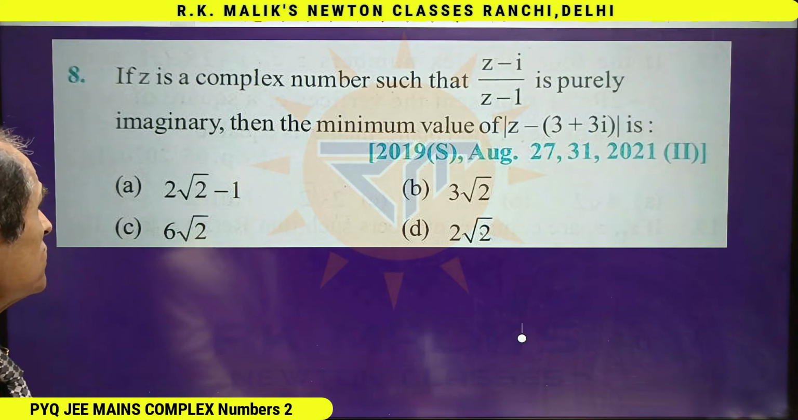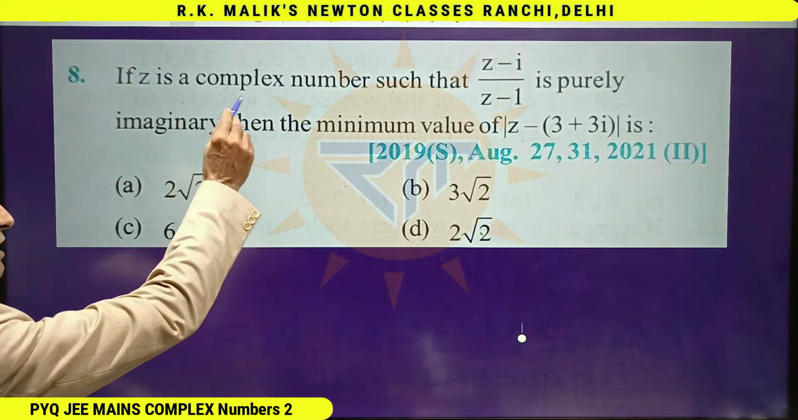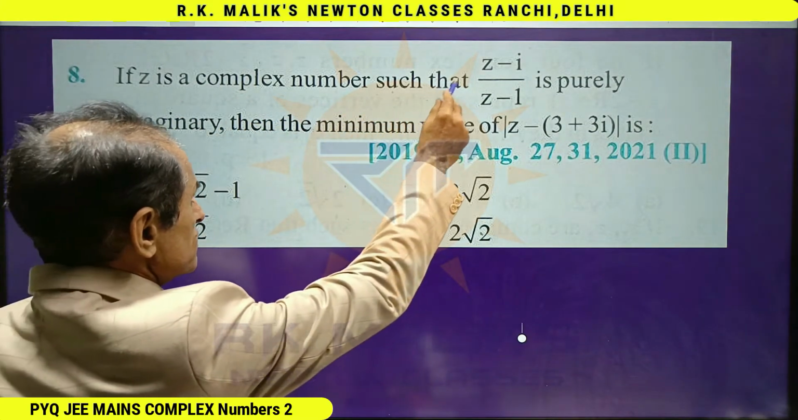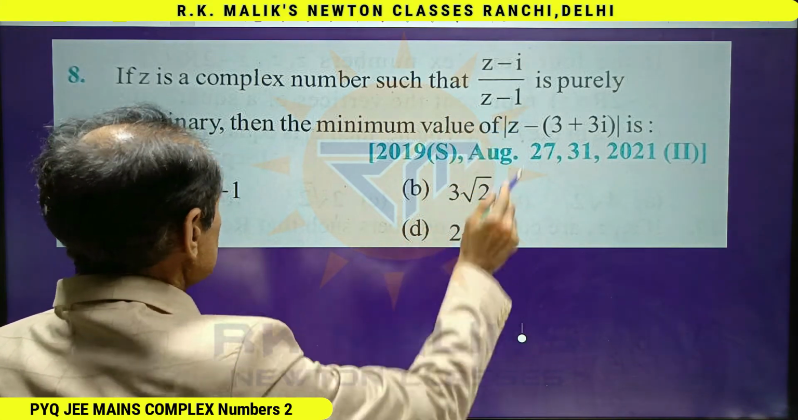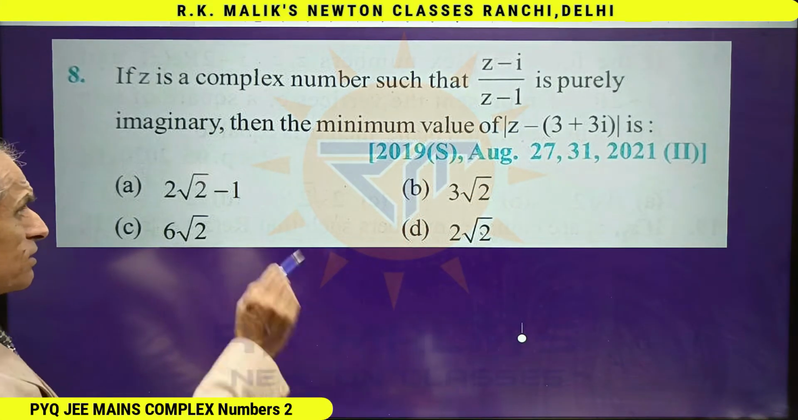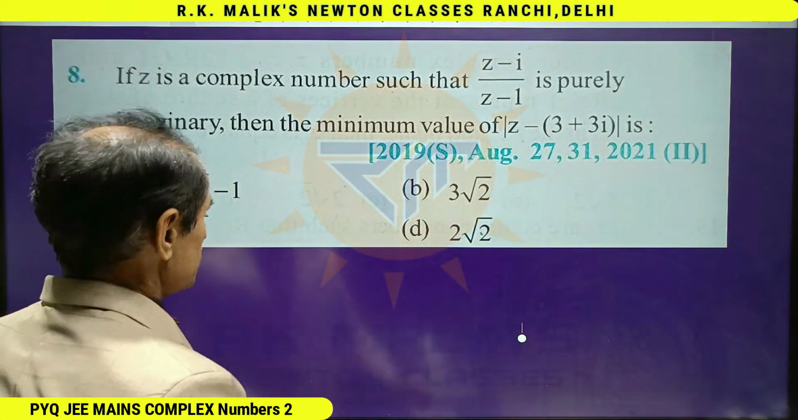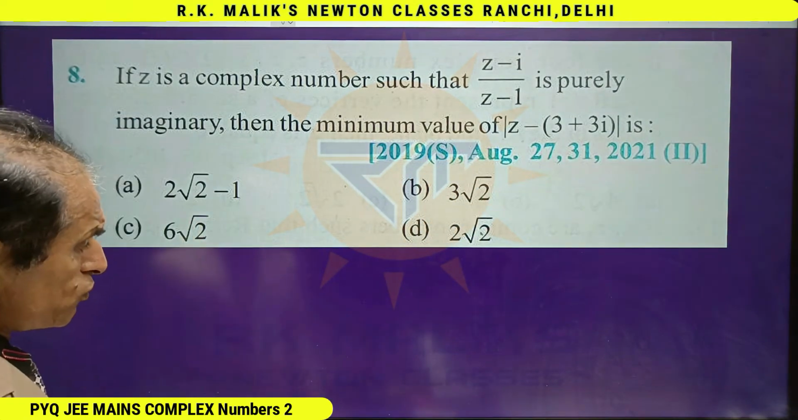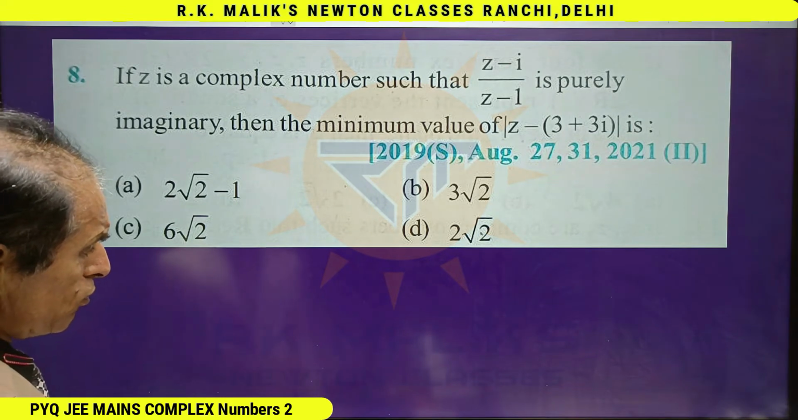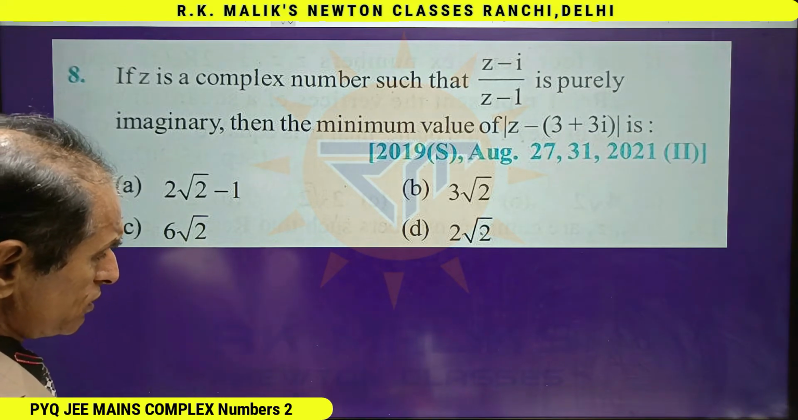In this question, he is saying that if z is a complex number such that z minus i upon z minus 1 is purely imaginary, then the minimum value of mod of z minus 3 plus 3i is. Before I do this question, first I will tell you the concept which is going to be used in this question.